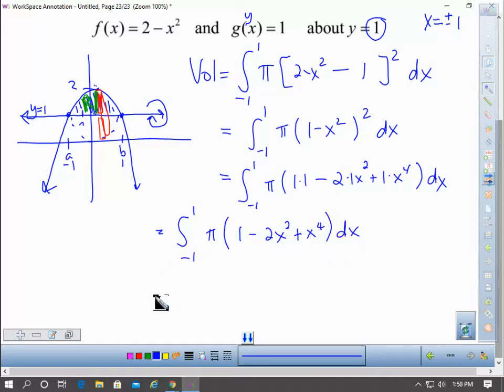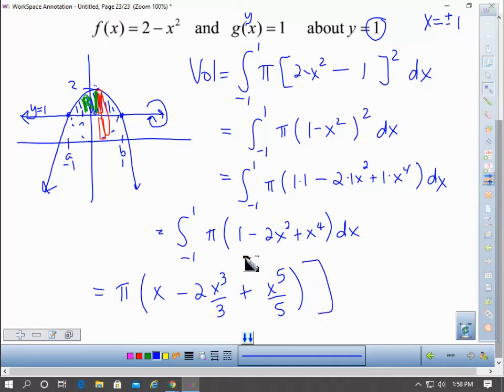All right, now I'm ready to do my antiderivative first, okay, before I do the fundamental theorem. I was getting ahead of myself. So I keep my pi. I'm going to do the antiderivative. So the antiderivative of 1 is x. Then minus 2, the antiderivative here is going to be x to the 3rd over 3. Then plus the antiderivative here to be x to the 5th over 5. And I don't need plus c because I'm going to do limits of integration from -1 to 1.